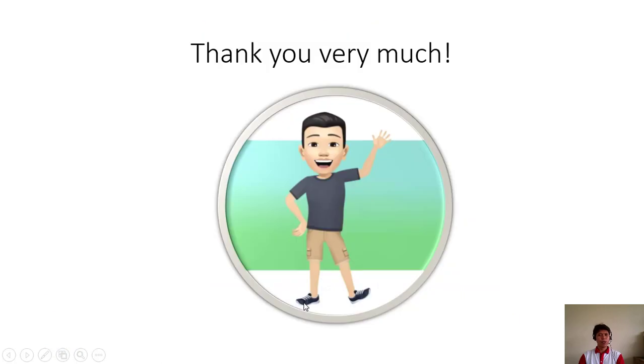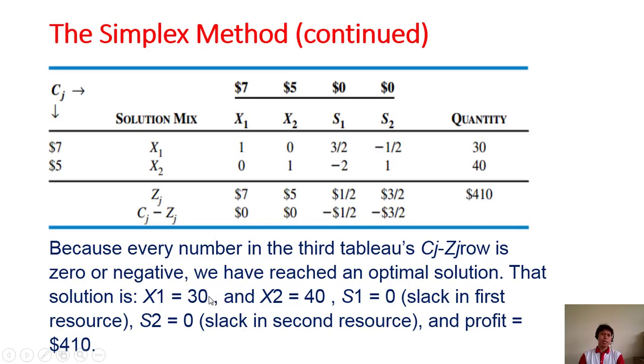So, going back to the problem, at least 30 tables and 40 chairs will be produced to get a maximum profit of $410.